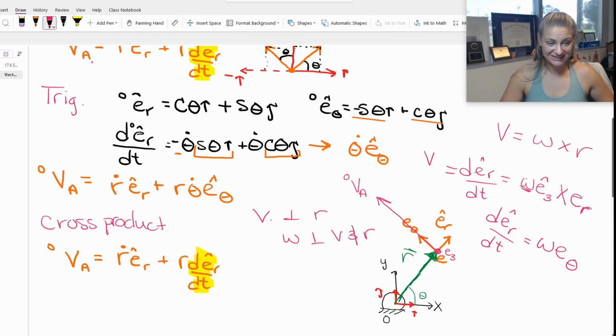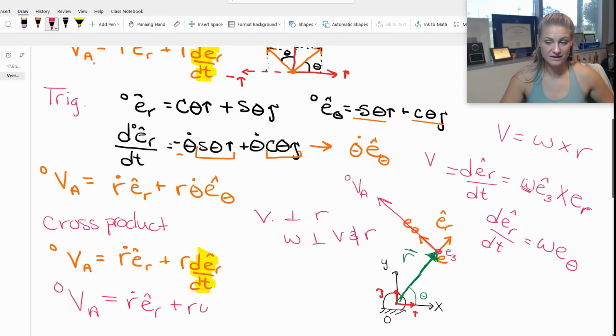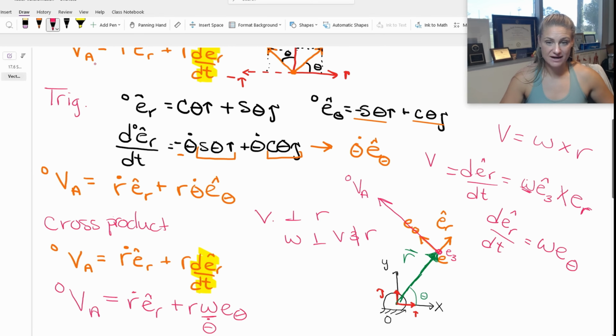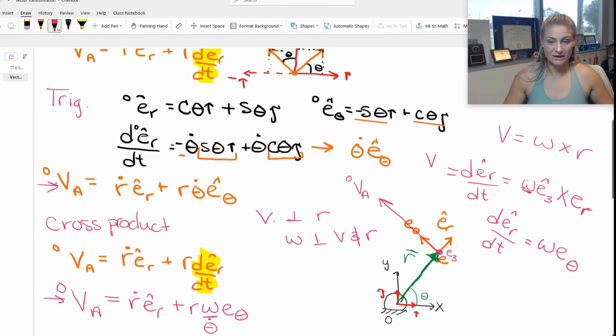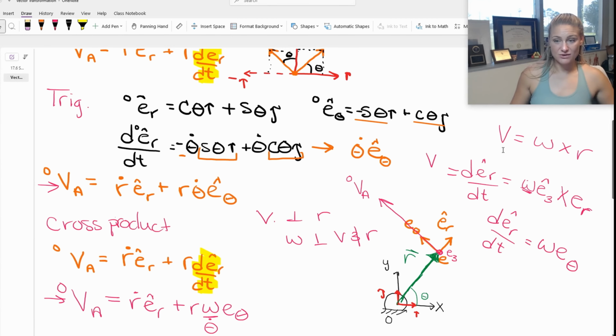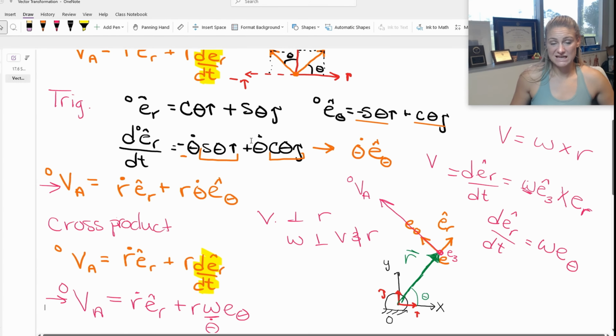So this here is going to be the velocity of A with respect to O: r dot in the er direction plus r omega e theta. And omega is just theta dot. So look at these two. You get the same thing, just one is a lot faster. All you had to do is one line versus taking this, mapping it, and taking derivatives.